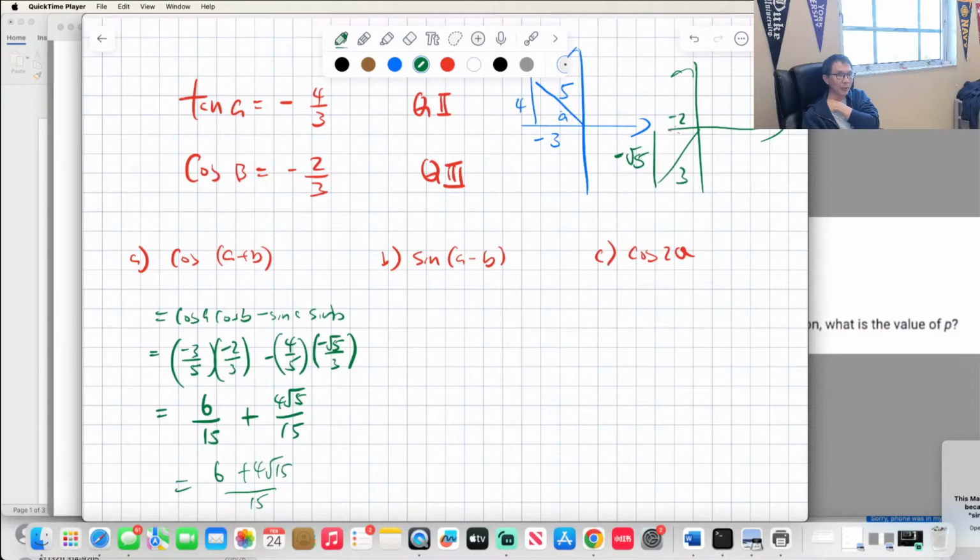It's cosine of A plus B, so it's cosine A cosine B minus sine A sine B. So do you have -3/5 and -2/3? Okay, do you have 4/5 and negative square root of 5/3? The reason why is Devin is right about quadrant 3. Sine of B, this side is a negative square root of 5 because it's below the x-axis. Does that make sense? Did you put square root of 15 as the answer? Oh yeah, you're right, square root of 5.